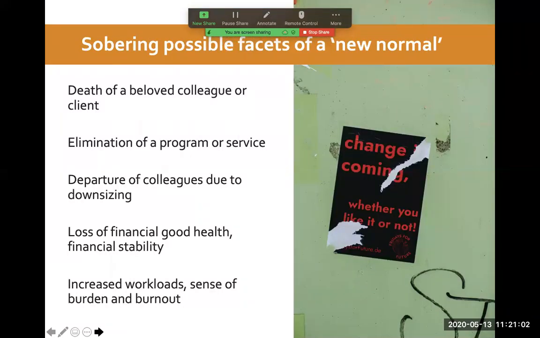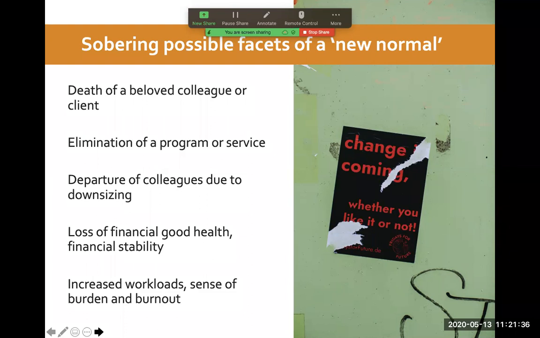So I was thinking a little bit about this concept of a new normal and started with some of the more sobering facets of this new normal for individuals and for our organizations. And it occurred to me that many of us are dealing with the death of a beloved colleague or client, or will be. We're facing the elimination of beloved programs or services that our organizations have offered for a long time. We're facing the departure of colleagues who perhaps some have retired, but others have been downsized or laid off or furloughed.